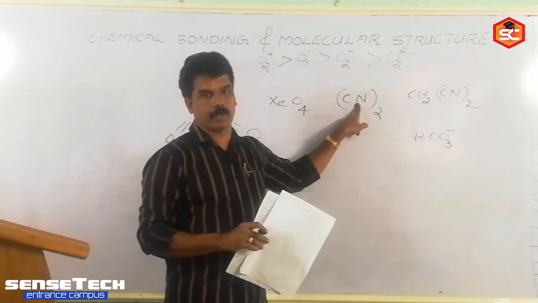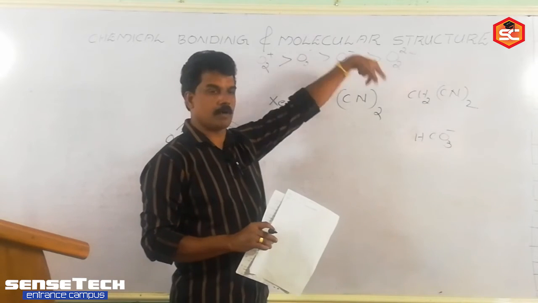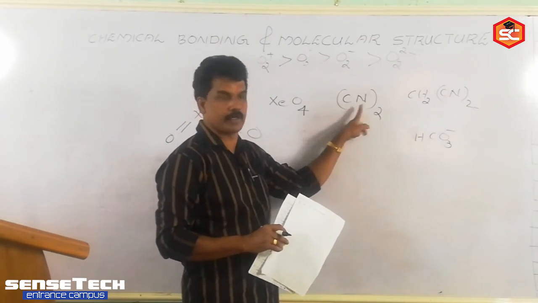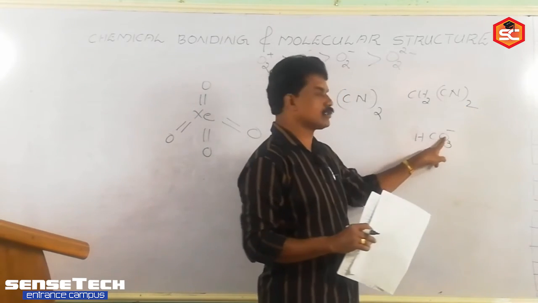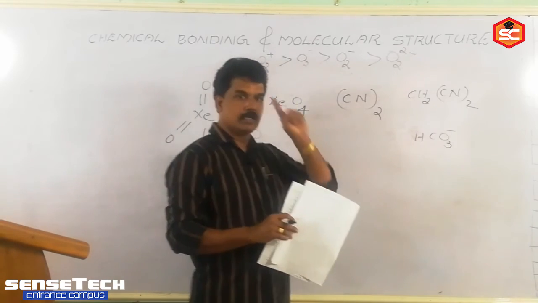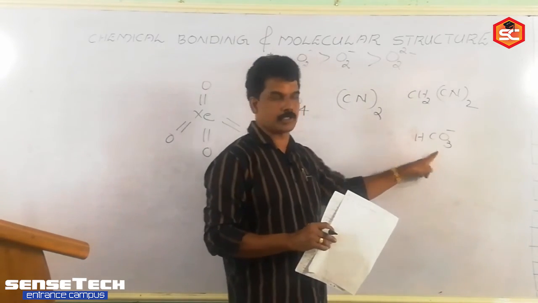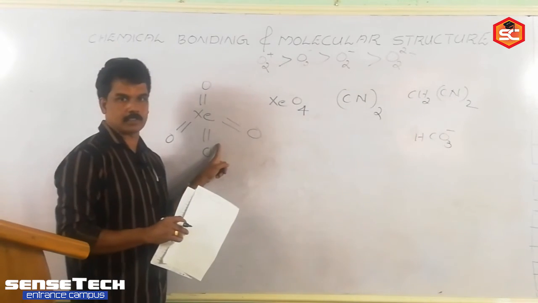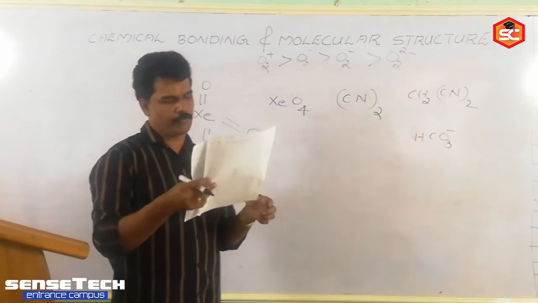So this will be the correct answer, but this is a linear structure. C triple bond N: 2 pi bonds, 1 sigma bond. So the total sigma bonds and pi bonds are not equal here. Same way for the other, C triple bond, not equal. Then HCO3 minus, the structure we studied: C double bond O, coordinate bond O, coordinate bond O. Sigma and pi bonds are not the same. So in the first structure itself we are getting an equal number of sigma bonds, 4, and pi bonds, 4.